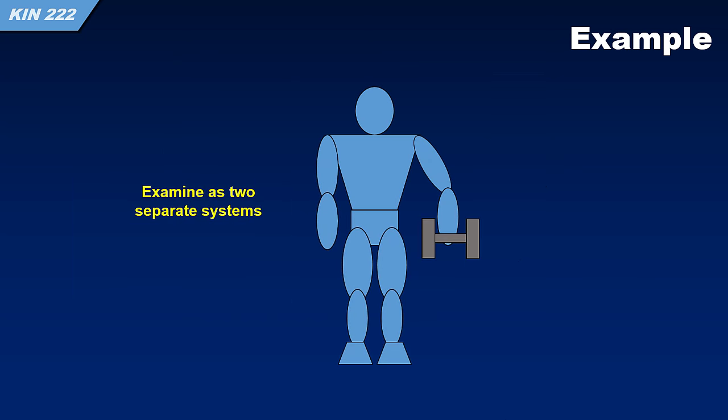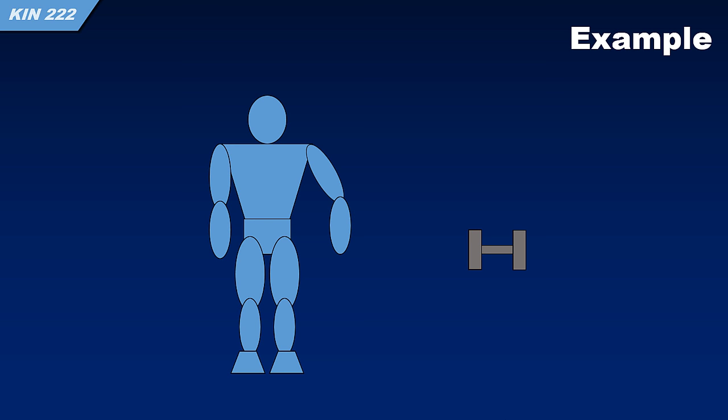Let's take a look at the person holding the dumbbell. So the person is still holding the dumbbell in all of these examples. But first of all, we'll take a look at it as two separate systems. First of all, we'll take a look at it as just the person. The person's still holding the dumbbell, but we're just looking at the person. And then we'll take a look at just the dumbbell and see what the external forces acting on that system are.